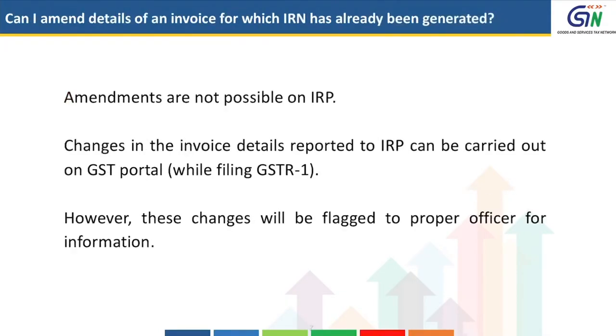Can I amend the details of an invoice for which IRN has already been generated? The amendments are not possible on IRP, because it is only a pass-through validation portal. The changes in the invoice details, to the extent they get reflected in GSTR1, can be carried out on GST portal. However, these changes made while filing GSTR1 will be flagged to proper officer for information.